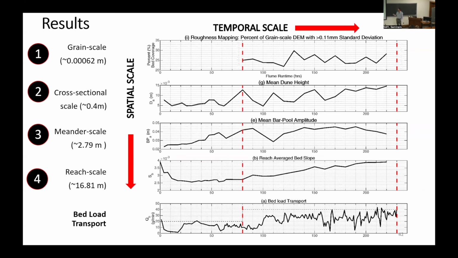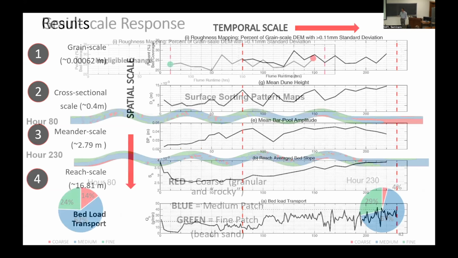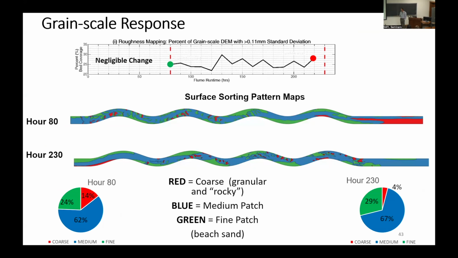This is organized with spatial scale increasing from top to bottom and temporal scale going from left to right. So we have initially the grain scale response. This vertical red line here at 80 hours is the end of that first phase. The second vertical red line is the end of the second phase. And starting with the grain scale, I'll just point out that we didn't see a whole lot of change.